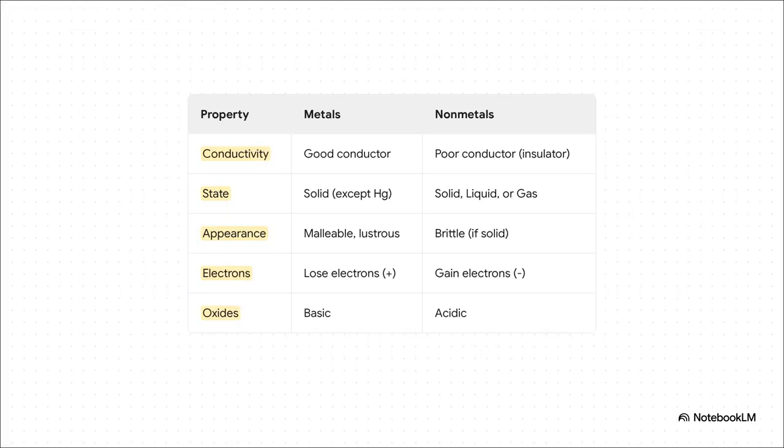And you can see how that one core difference explains this whole chart. Take a look at conductivity. Why are metals good conductors? Because they're happy to let their electrons go. Why are nonmetals insulators? Because they hold on to their electrons for dear life. Or look at how they form ions. Metals lose negative electrons, so they become positive. Nonmetals gain those negative electrons, so they become negative. Every single property you see here traces right back to that one behavior.